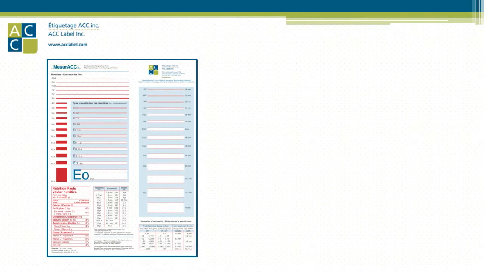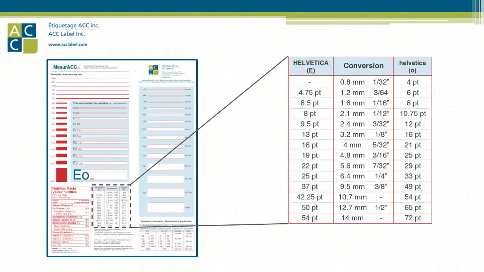While the measure of type sizes in millimeters can be convenient, the fact is that we all work on computers that provide type sizes in points. To overcome this issue, MesurACC shows the most common type size equivalents from points to millimeters and inches for both uppercase and lowercase letters in Helvetica font. Therefore, if you need a label element to measure 6.4 millimeters, for example, you could use Helvetica font in 33 points, or 25 points if the statement is shown entirely in uppercase letters.